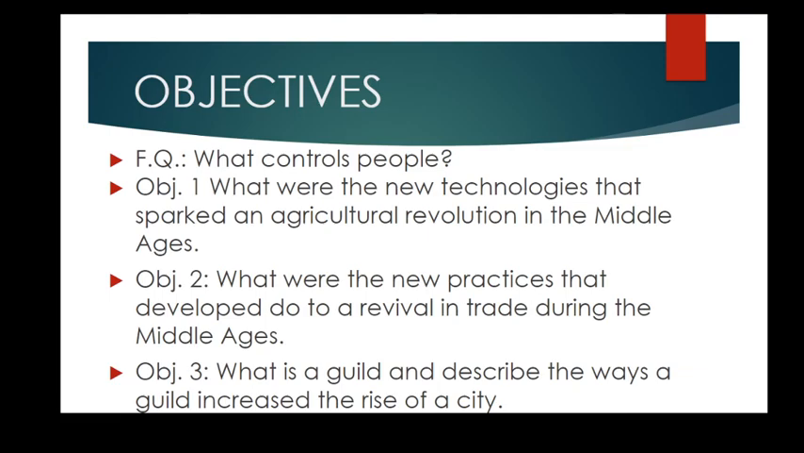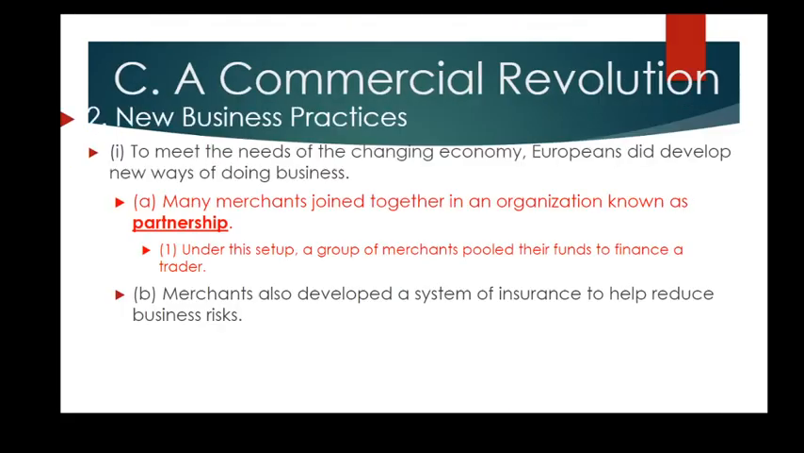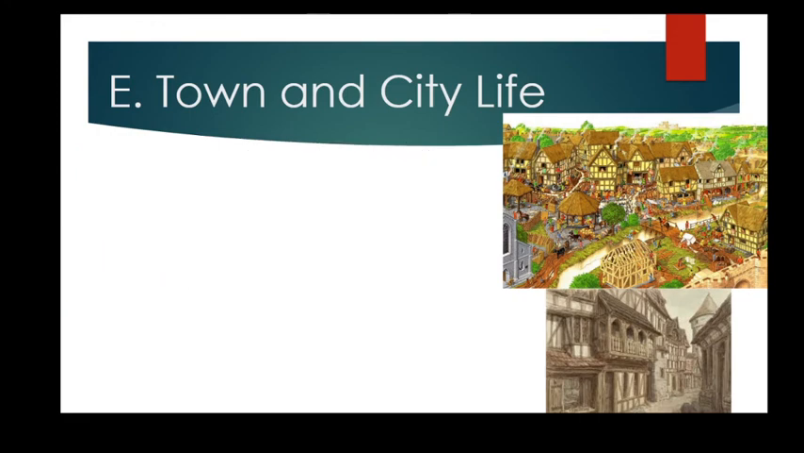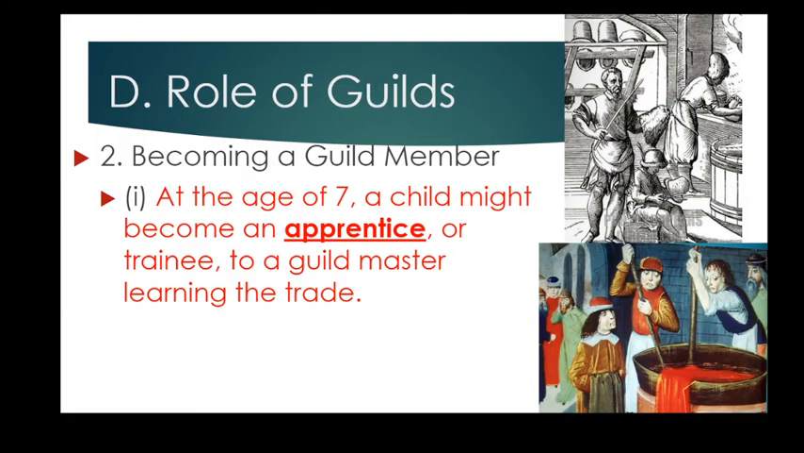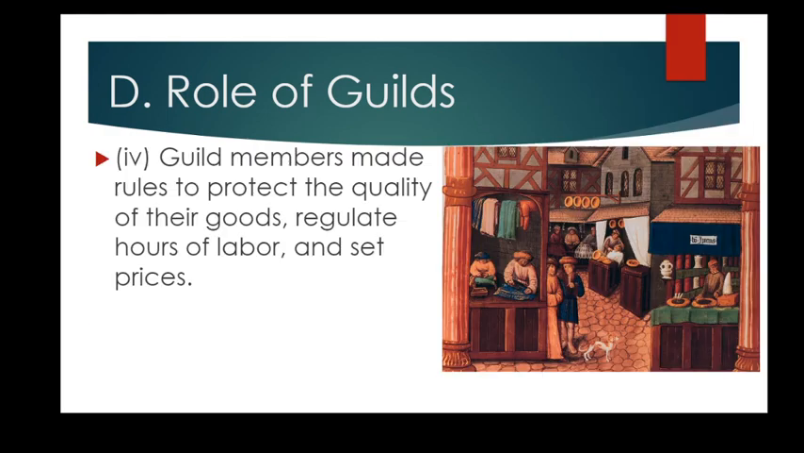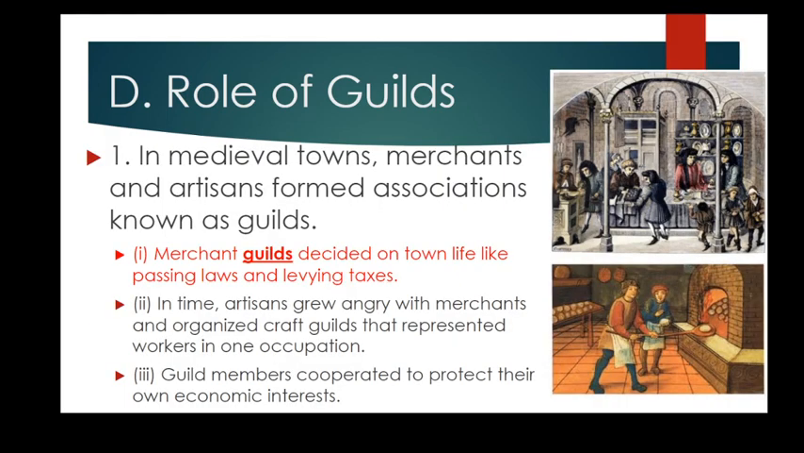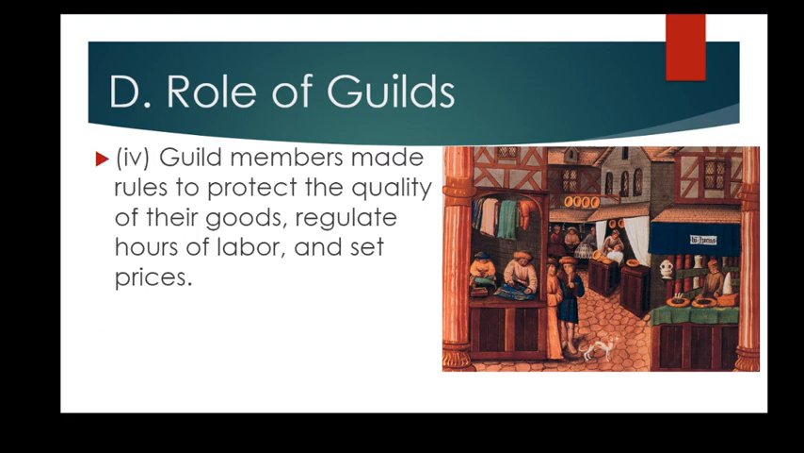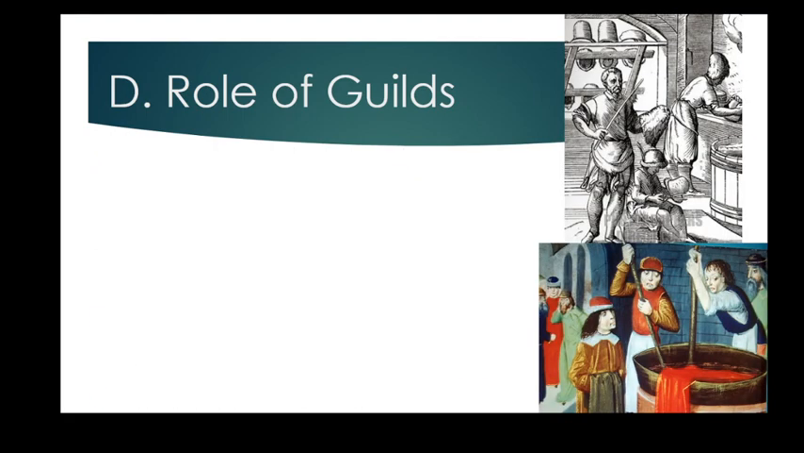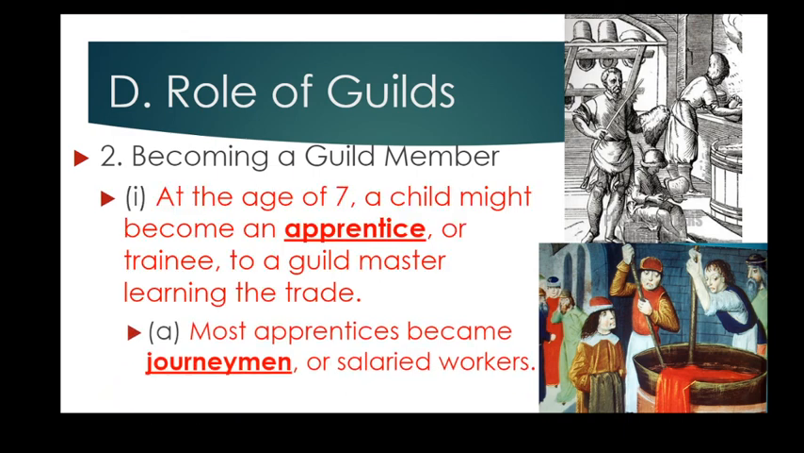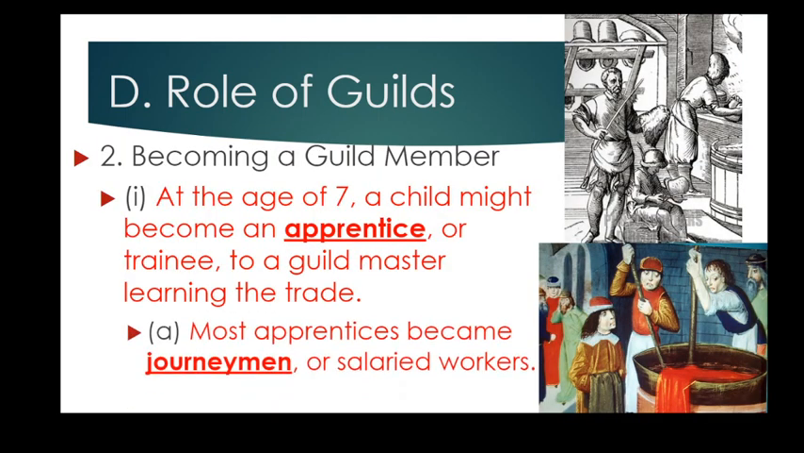And what is a guild, and describe the ways a guild increases the rise of a city. So you can write down what a guild is specifically, and then you can talk about how these guilds made cities more robust with trading. Everybody kind of knew what their job was. Young men would learn what they were going to do for the rest of their lives at a very early age of 7. Apprentice, journeyman, right? It's a place where people can do business together. So this last part here is going to be the answer to that last objective.